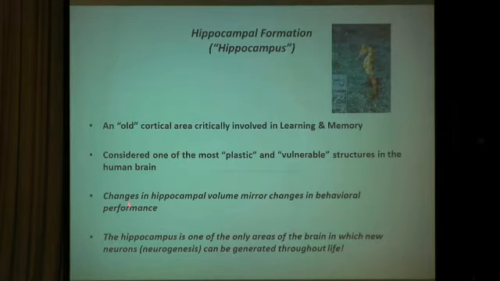Now, changes in hippocampal volume mirror those changes we just talked about in behavioral performance. So you see how the elderly people have to take more trials to learn something and they make lots more errors? Well, their hippocampus is smaller. And they're correlated with each other, and we think it's actually causative, but there's a correlation between these two things. Now, here comes the big one, guys. If you learn nothing, walk away from this class knowing this: the hippocampus is one of the only areas of the brain in which new neurons can be generated throughout life.